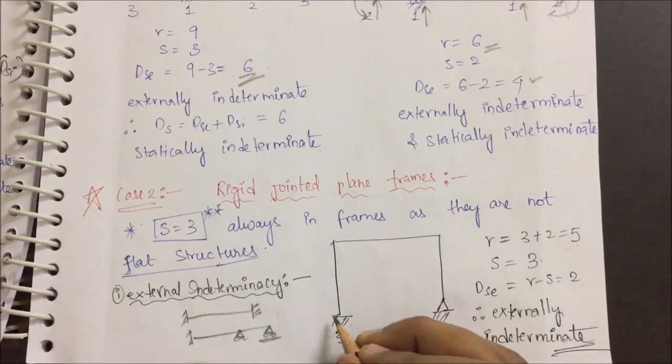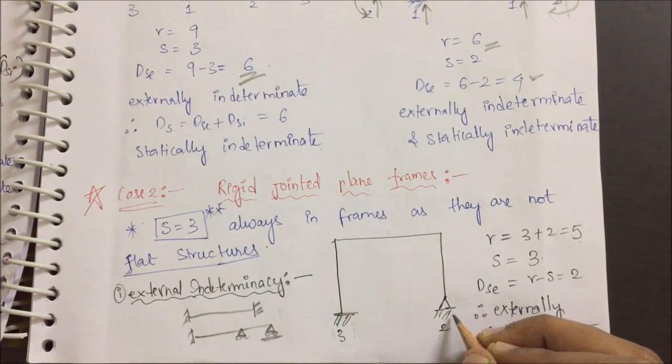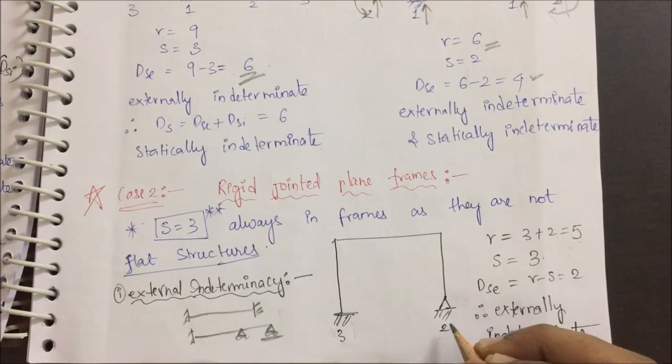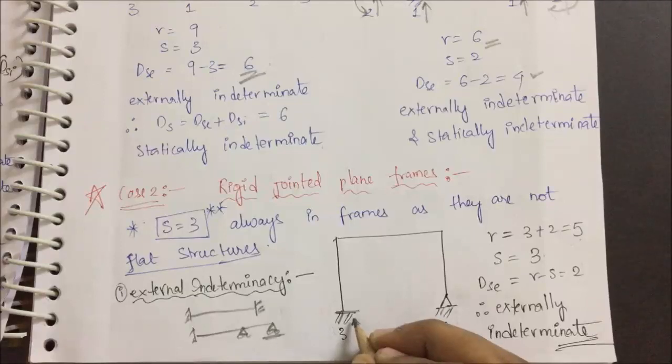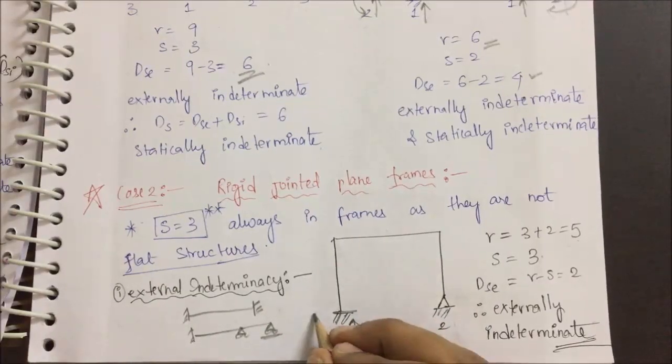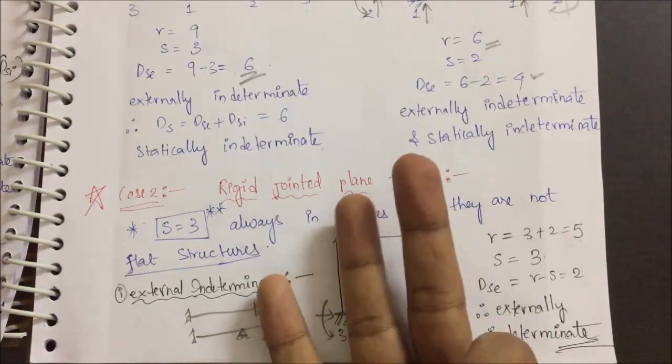Fine. So let us take a frame like this. One end is fixed and the other end is pin jointed. Can you tell what is the external indeterminacy? How many reactions are there at the fixed end? Basically we will have 3 reactions. One vertical reaction, one horizontal, and the third one is moment. So the number of reactions is equal to 3.